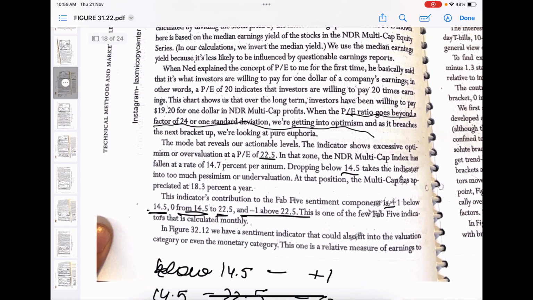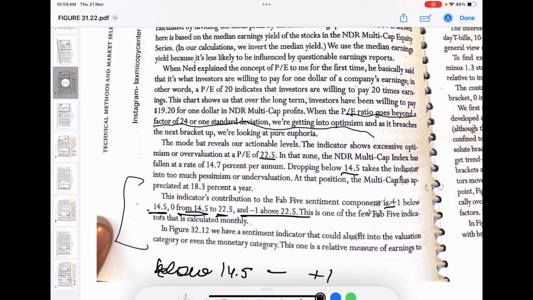Whenever it goes beyond a factor of 24 or one standard deviation, it's the same thing, right? So in that case, you can do a buying. One thing you need to know is that whenever the PE ratio is above 22.5, that means it is overvalued. And whenever the price is below 14.5, that means it is undervalued.